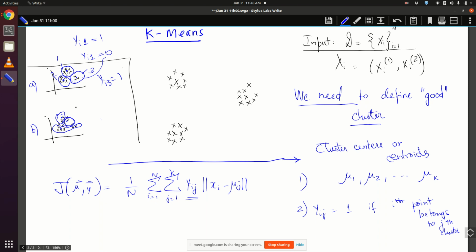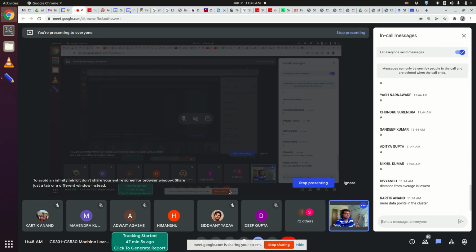And what is mu j? Mu j is the center of each cluster. This is mu1, this is mu2, this is mu3. Okay, yes, I get it. So this is the distance: I am looking at the distance of every point from the corresponding cluster center. Is this clear, Himanshu?